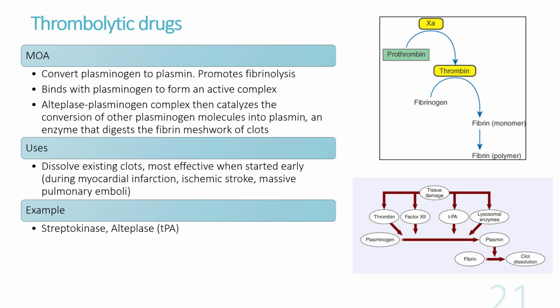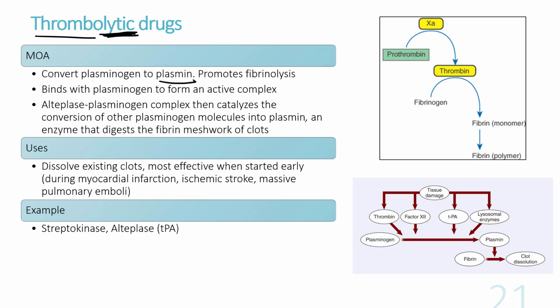Last group of drugs in this category to actually decrease clots is thrombolytics. So thrombolytics break down, lysis, clots, right? So what happens is the substance, the protein that's involved in actually breaking down clots is something called plasmin.